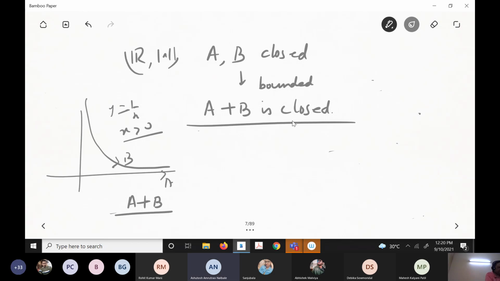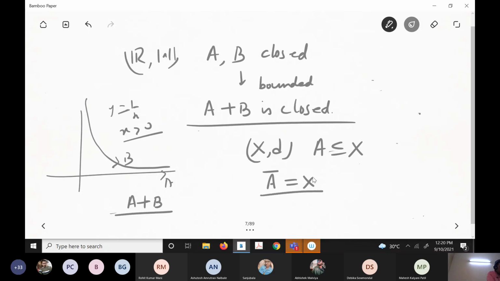Already I proved density: if you have a subset A of X and its closure is all of X, then A is called dense. I have given you the example also. A is called dense in X. So this is Q, the set of rationals, which is dense.